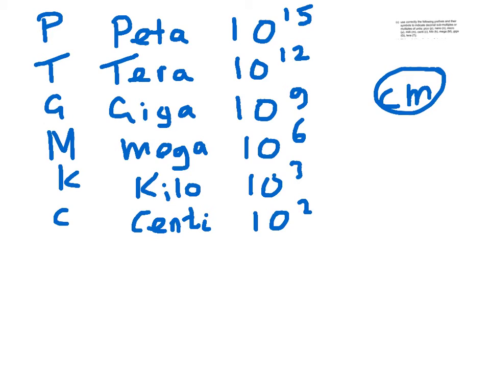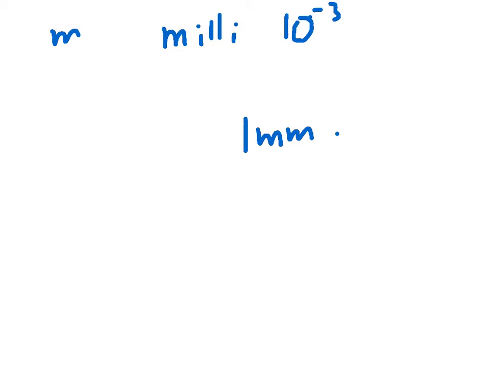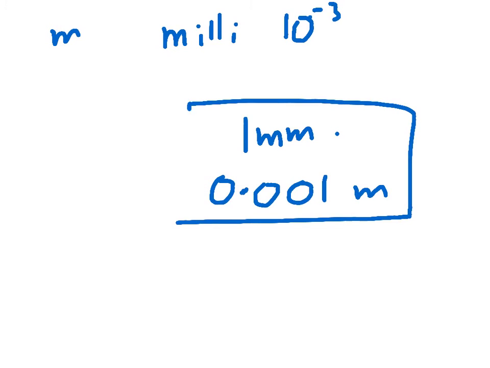Now let's go the other way. What happens when we have really small? We're going to go milli. You go, I've heard of millimetres. That is 10 to the minus 3. So somebody says, oh, that's 1 millimetre, so that's 0.001 of a metre. I'll put a 0 there so you can see where my decimal place is. That is the same thing.